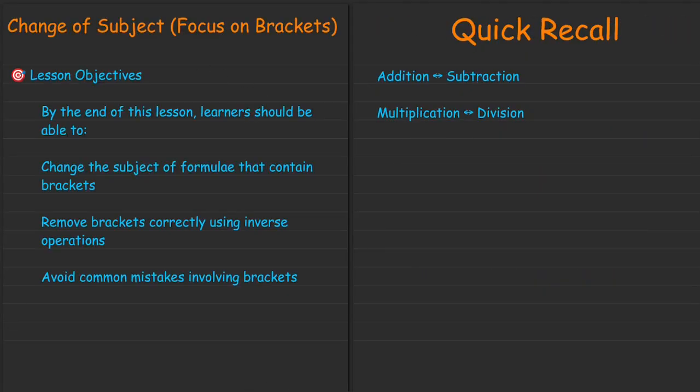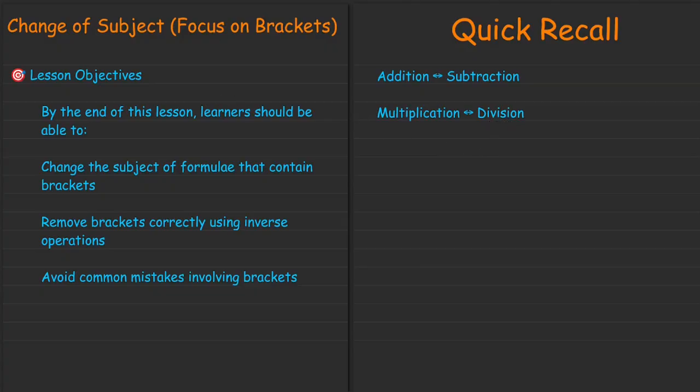If you remember, in our previous lesson, we looked at the basic steps we need to take when we want to change the subject. Specifically, we focused on how to undo operations. We said to undo an additive operation, you subtract, and to undo a multiplication operation, you divide. We are building on these same ideas.